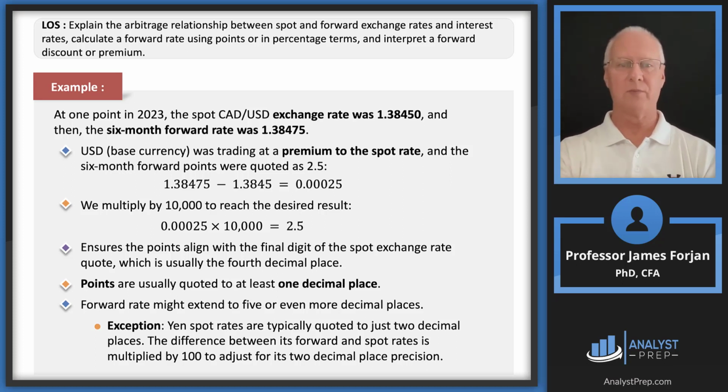And if you go ahead and do all the decimals there, 1.38475 minus 1.3845, you get 0.00025. But in practice, we're just going to move the decimal over. Or you can do the math there, multiply by 10,000 to get 2.5. Those are called points. So typically the spot rate is reported as 1.3845, but then the points will be reported for each forward contract. And there are multiple forward contracts. Typically we go to one decimal place unless it's the Japanese yen.